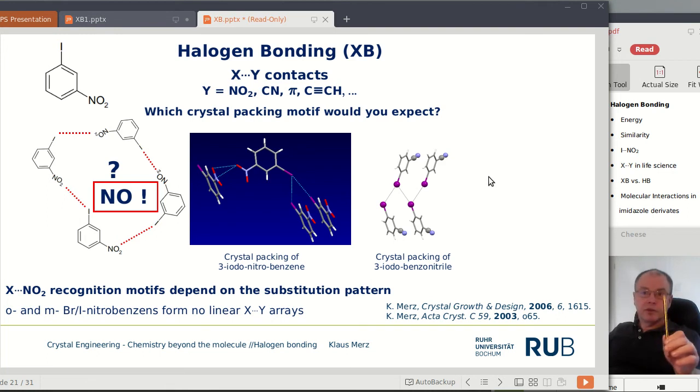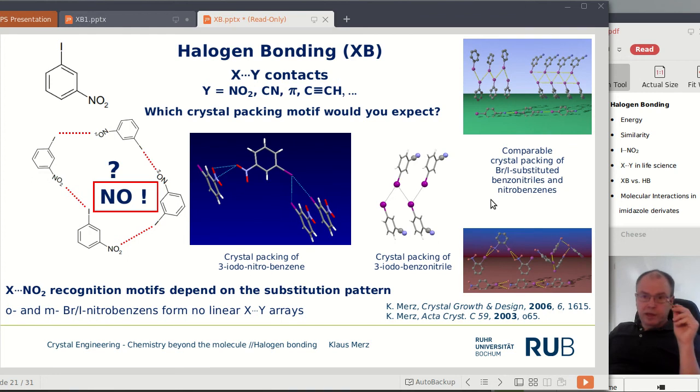In the past, we have shown similarity between chlorine and bromine atoms, and there is a similarity between nitro and cyano. If you look at the crystal packing of 3-iodo-benzonitrile, you see, this is 3-iodo-nitrobenzene, and this is 3-iodo-benzonitrile. You see, exactly the same. You can really see there's a similarity switching from nitro to cyano groups.